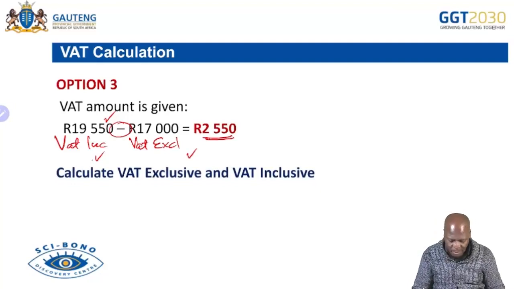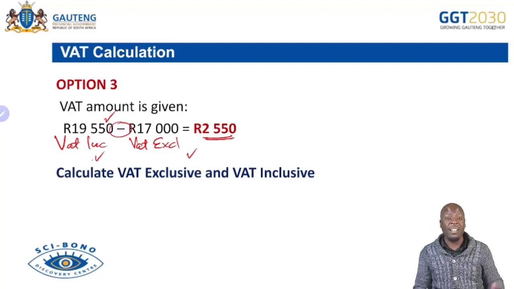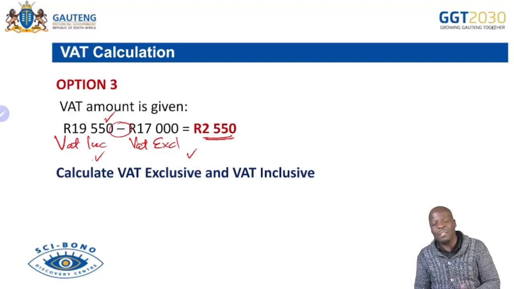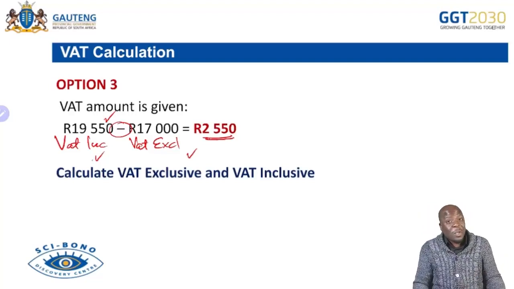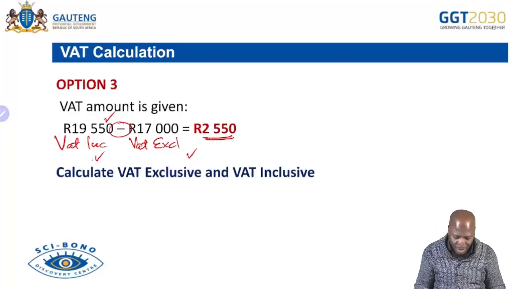We have done that one. Simply subtract when you are given the inclusive and the exclusive. That will be the easiest way, unless you want to complicate your life and start calculating. But you can just get the difference. The difference will sort things out for you.